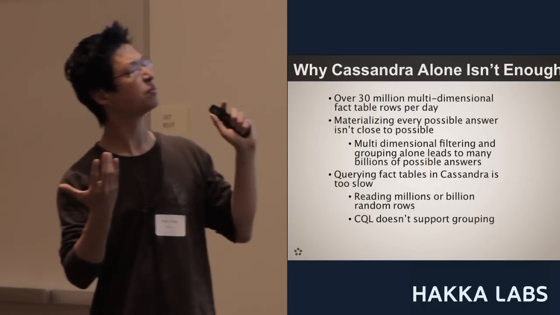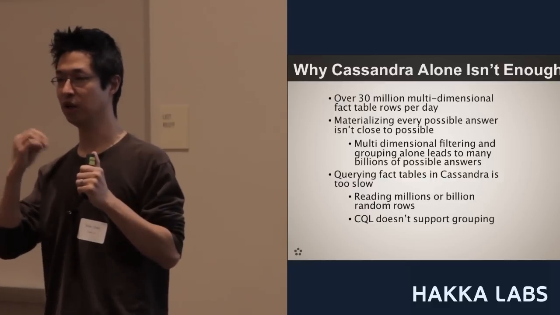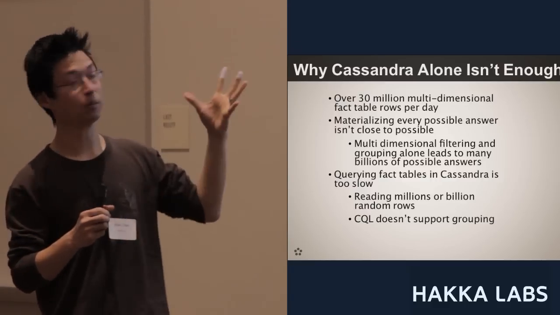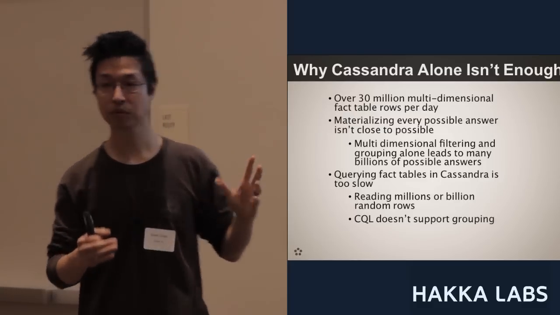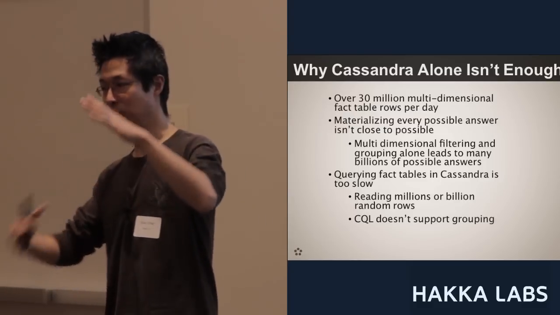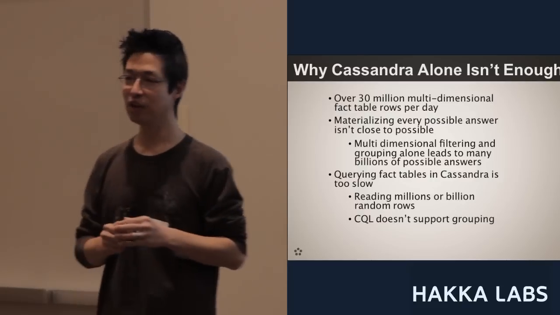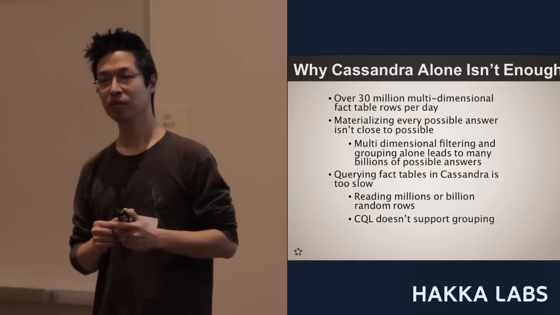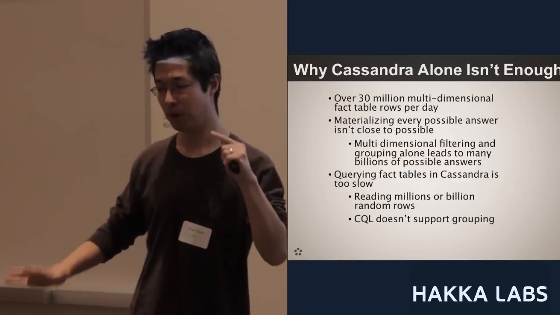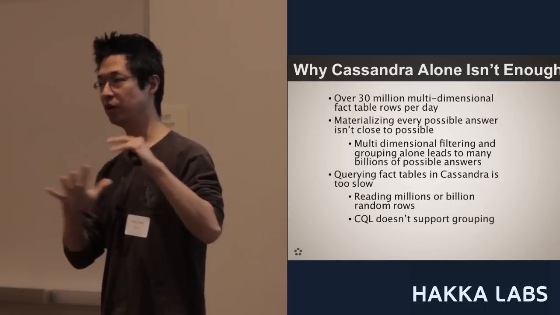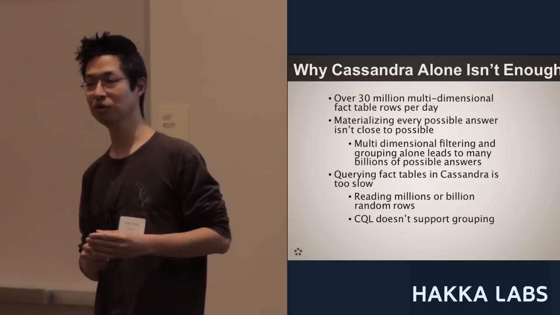The other approach besides trying to materialize every answer is that you could store your fact tables in Cassandra. This is possible. Let's say I have 30 million rows in Cassandra, or 30 million columns or something like that. That's possible too. The reason that doesn't really work either is because, depending on the type of query, for every query you're reading from a random subset of these 30 million rows.